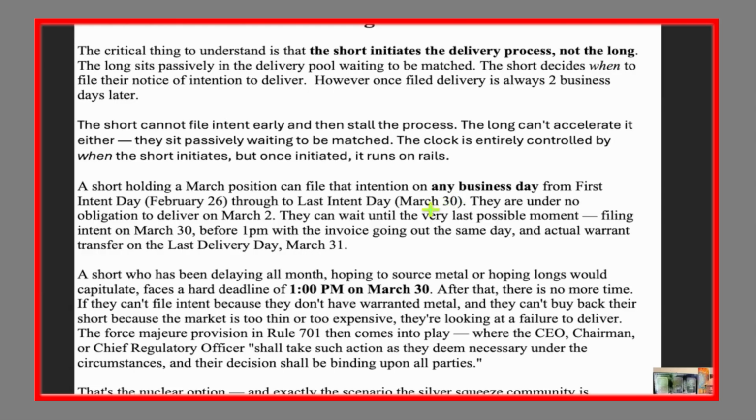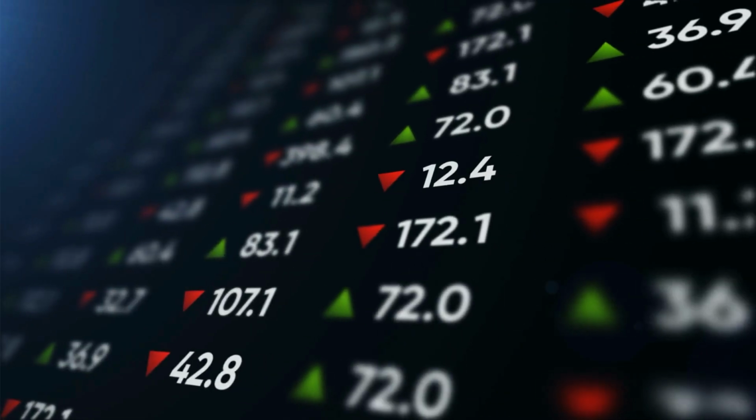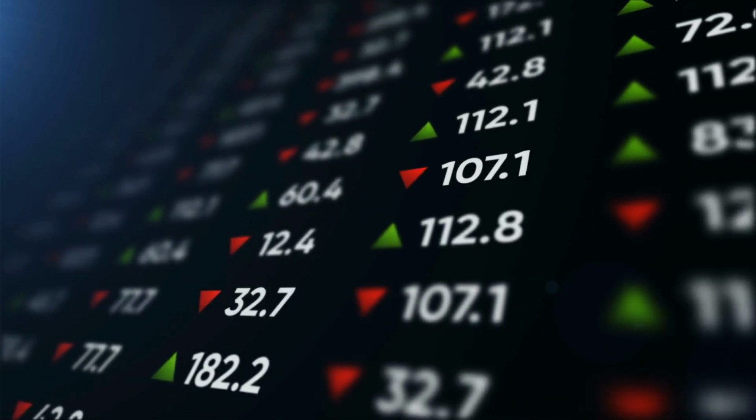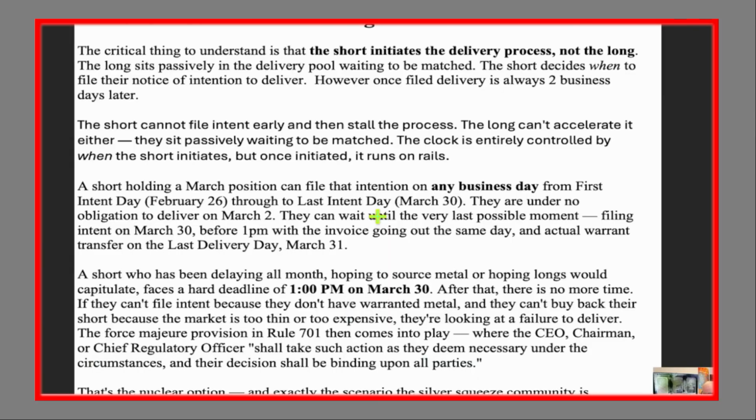But if a short can't get his hands on the silver or doesn't like the price, they can wait. They can wait until the very last moment, and the March contract will continue to trade throughout the month, although it becomes much thinner and much harder to trade as the month goes on. So that would obviously be some sort of squeeze, and the price of silver would be squeezed higher, particularly if the longs aren't willing to close out their position.